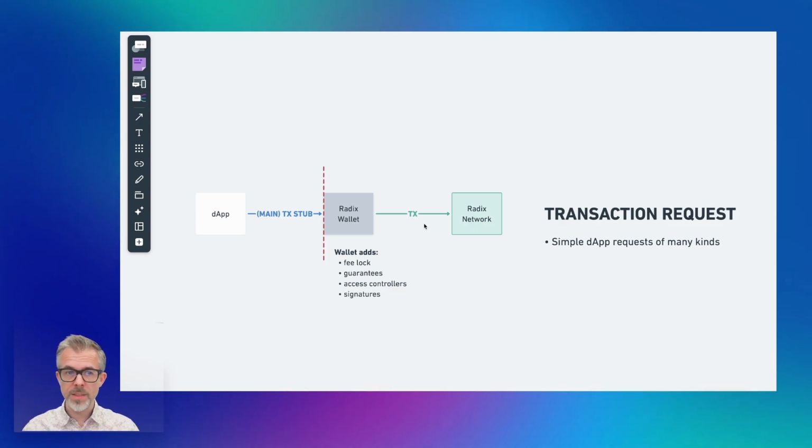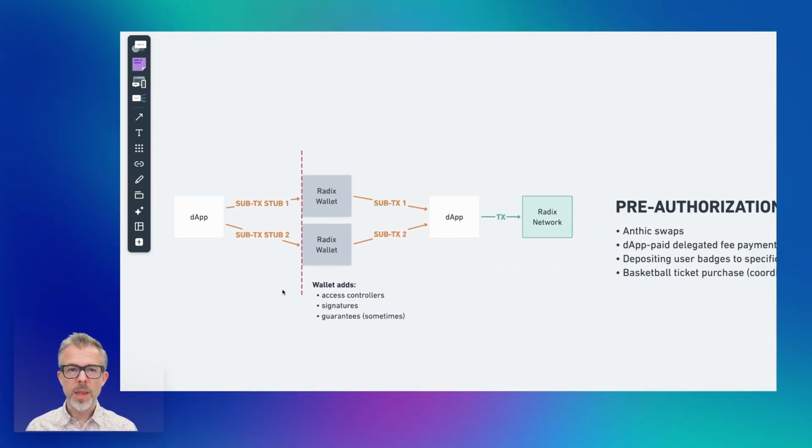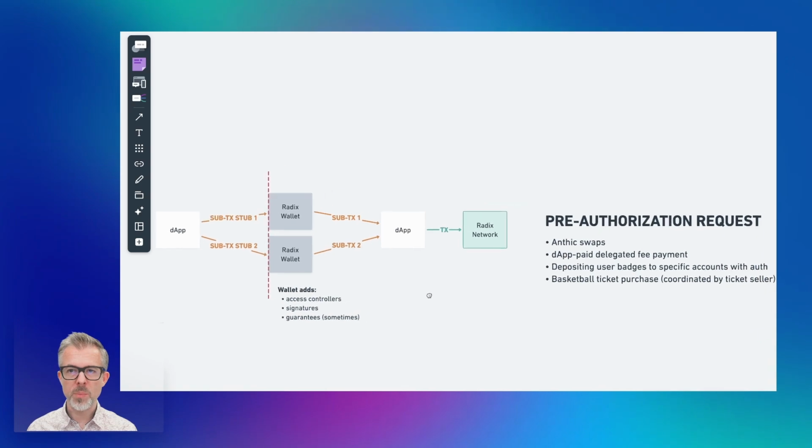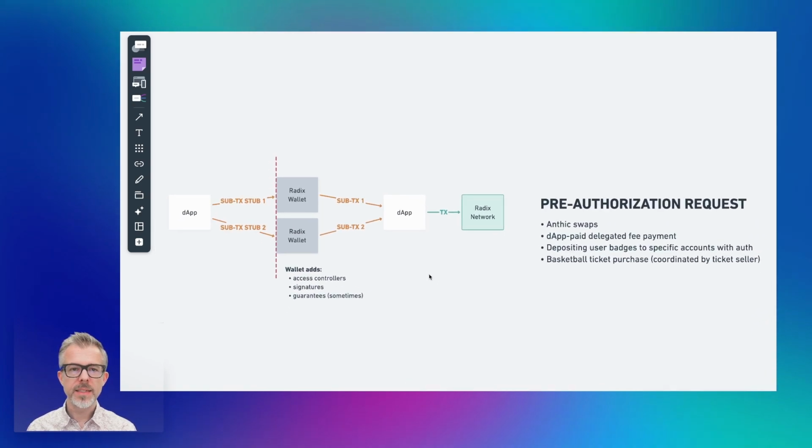And again, none of this changes. We can keep doing this in the new model. However, we're adding something new. We have a new request type that we're calling a pre-authorization request. And it works in some ways similarly, but in some ways quite different.